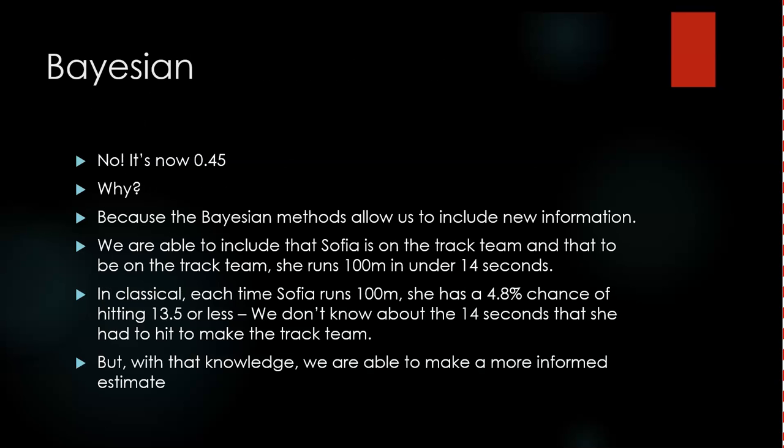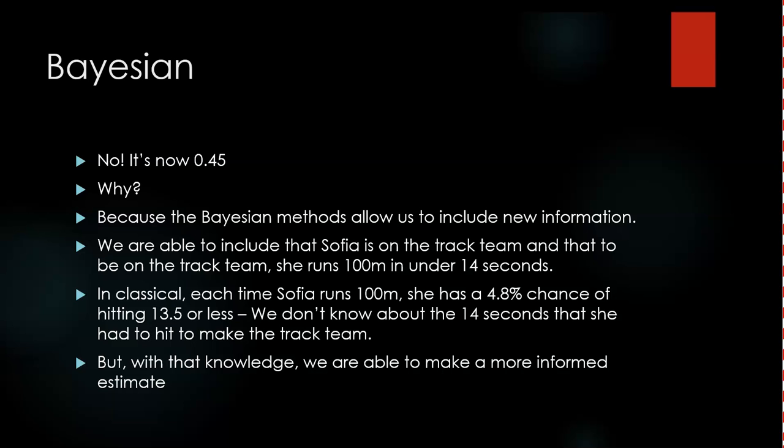No, it's not. It's now 0.45, or she has a 45% chance of running 100 meters in 13.5 seconds or less. Why? Because the Bayesian methods allow us to draw in additional information and modify our prior knowledge, modify our prior metrics. So we were able to include that Sophia is on the track team, and that to be on the track team, she runs 100 meters in under 14 seconds.